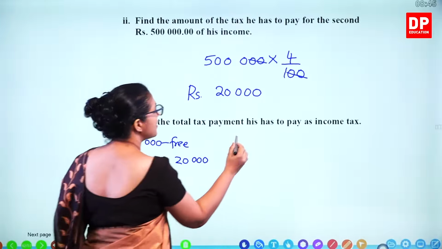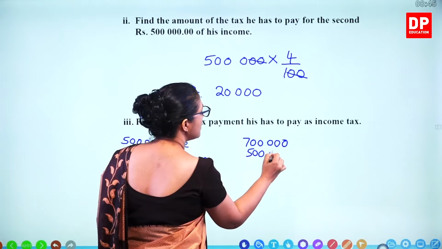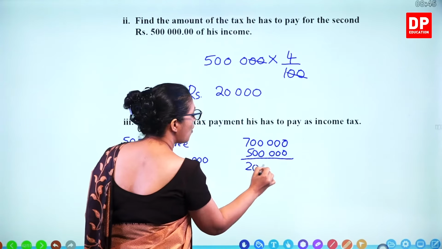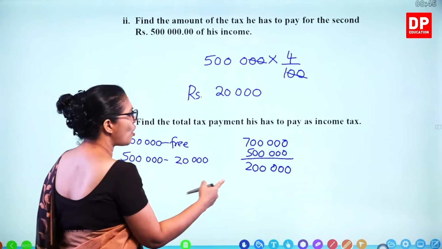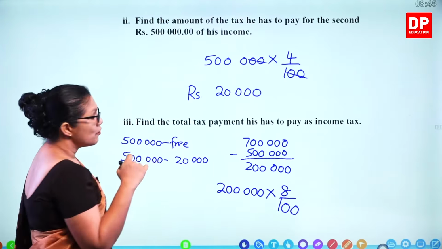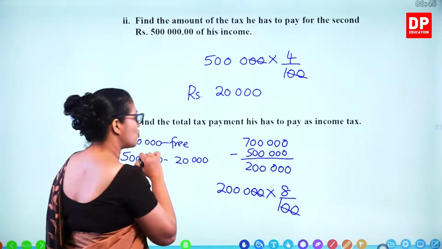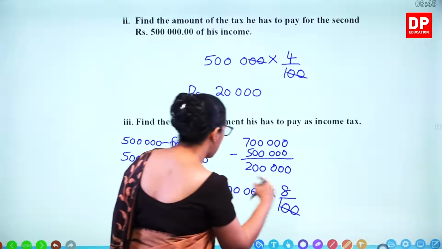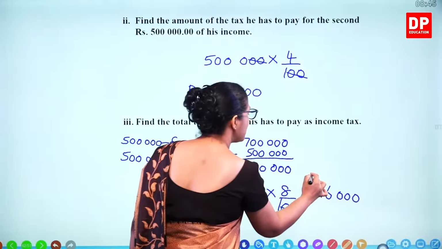So, 700,000 minus 500,000 becomes 200,000 for the next one. So, out of that, he needs to pay 8% tax. So, find the 8% for next 200,000. 2 zeros get cancelled out. 8 times 2, 16. So, 16,000 for this part.